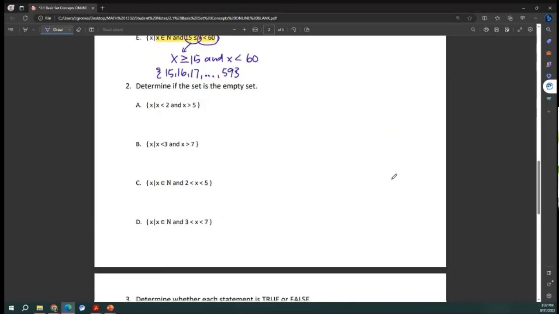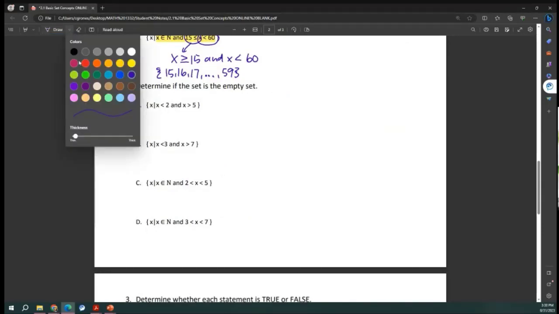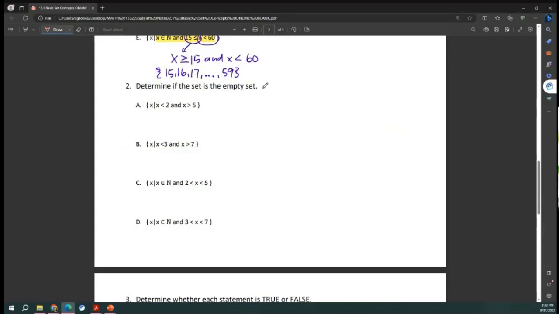All right, number 2, it says determine if this set is the empty set. So we talked about the set being empty. If there are no elements, then that means it is the empty set. So we have our conditions. I'm going to highlight these again. These are the main parts that we are looking at. On A, it says that X is less than 2 and X is greater than 5.